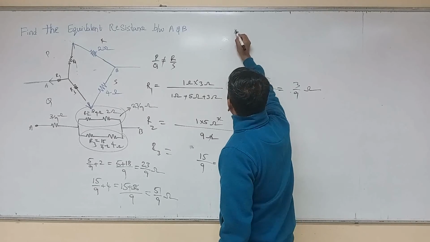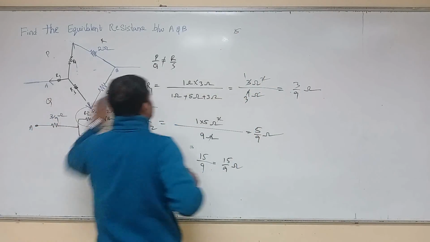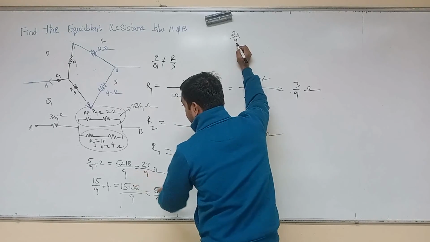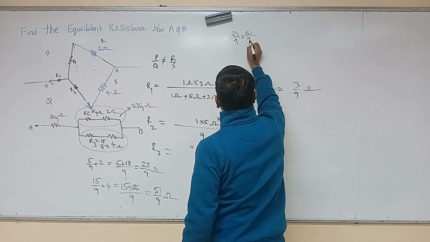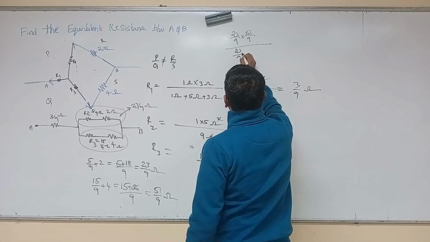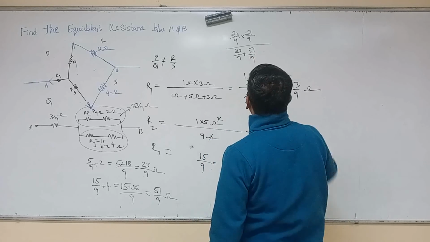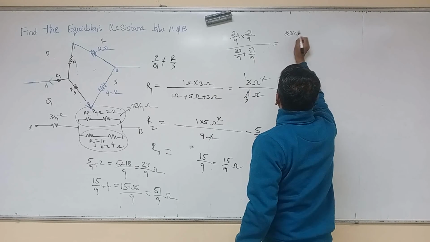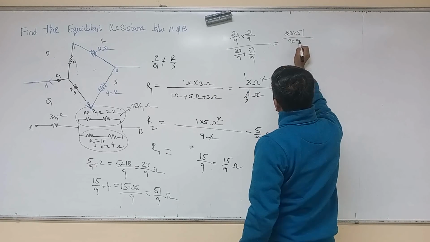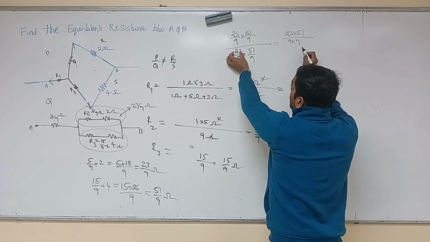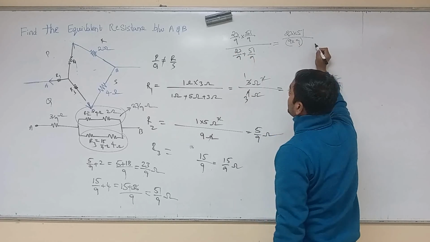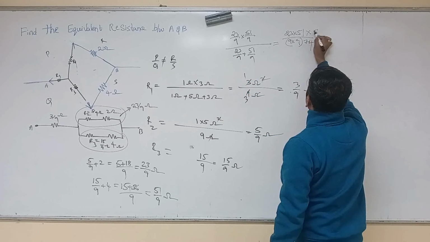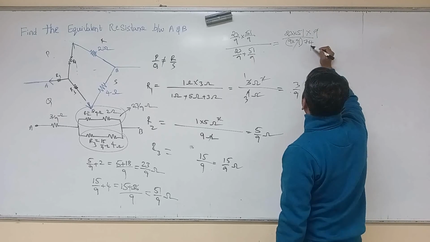So that means 23 by 9 into 51 by 9, divided by 23 by 9 plus 51 by 9. So here we can write it like this: 23 into 51 by 9 nines are 9 into 9, and in the denominator 23 plus 51. So 23 plus 51 is how much? 74 by 9. So here the 9 will get cancelled out.